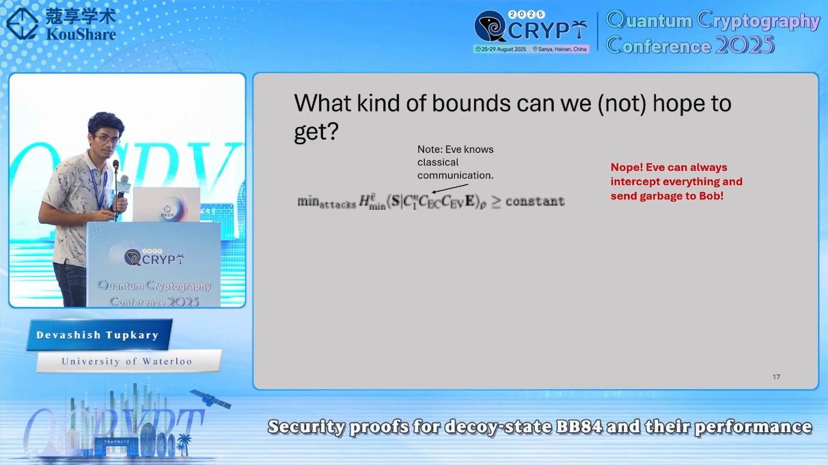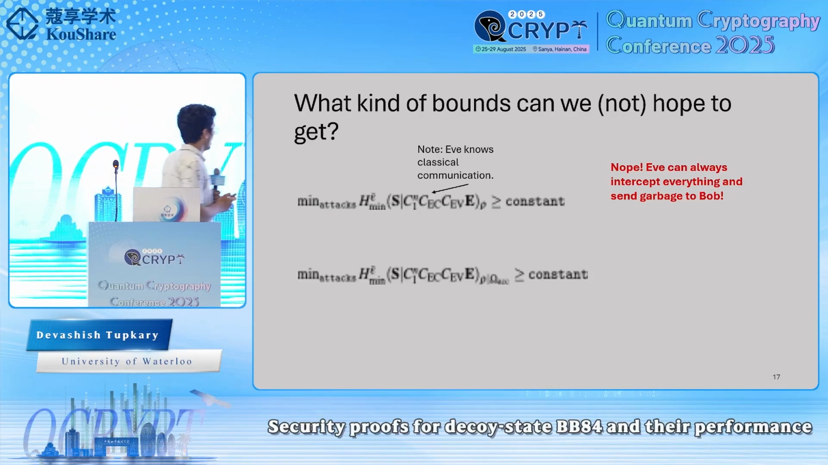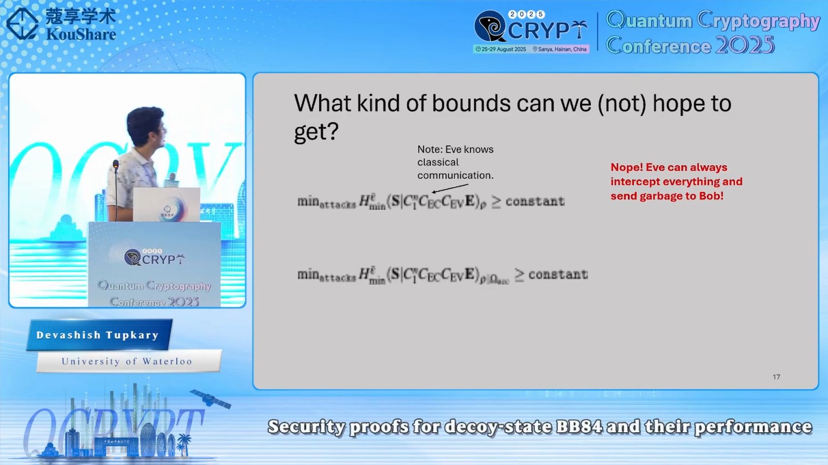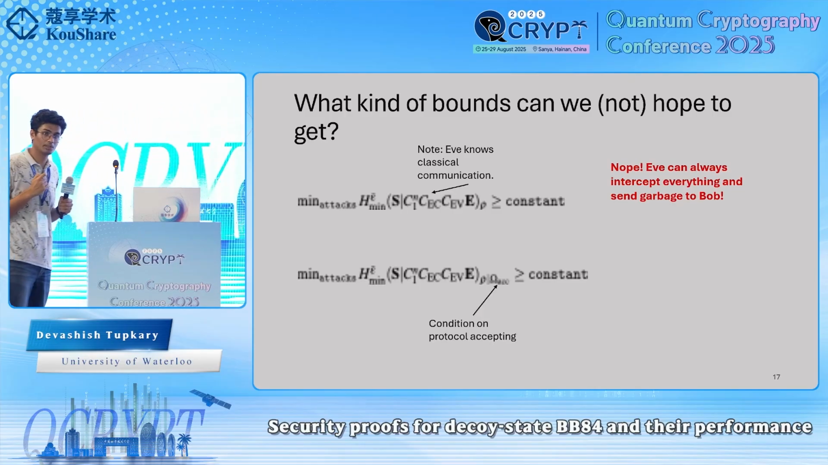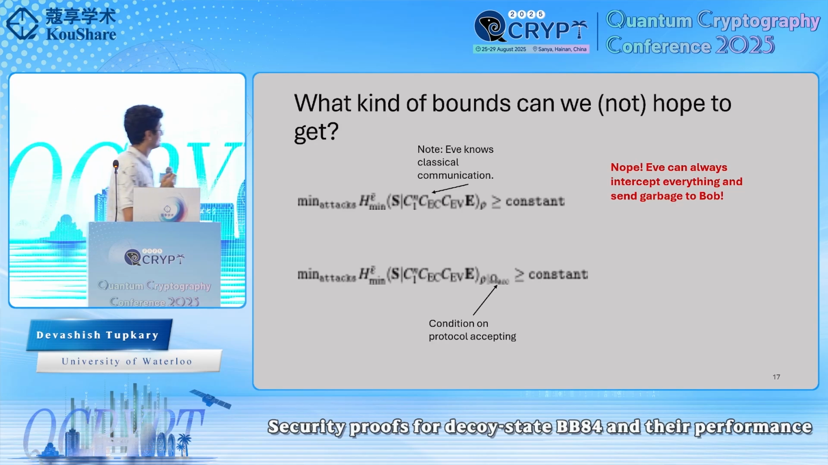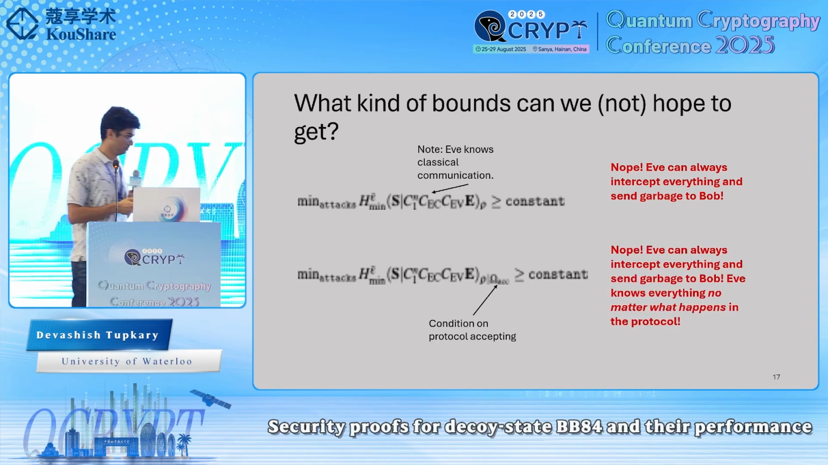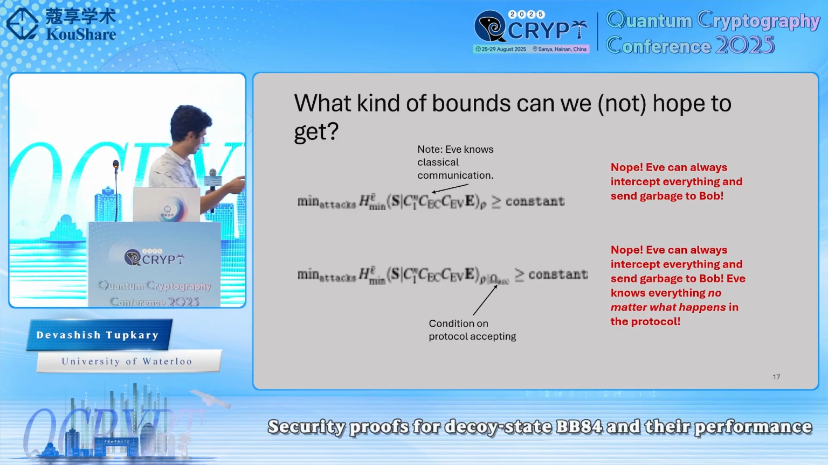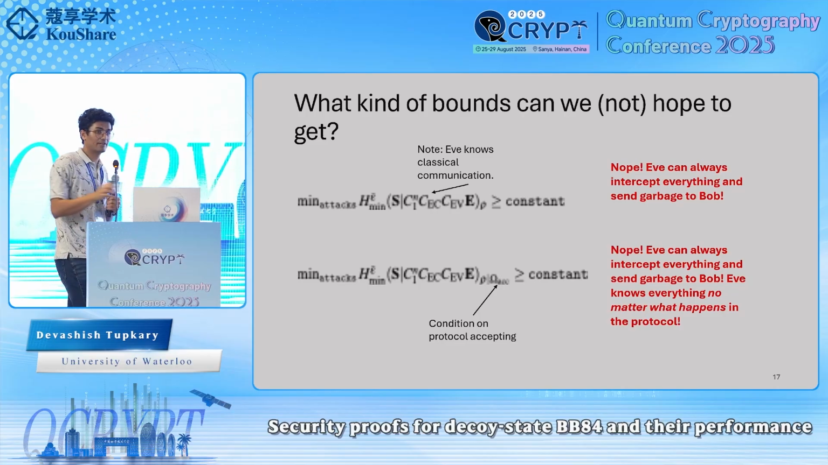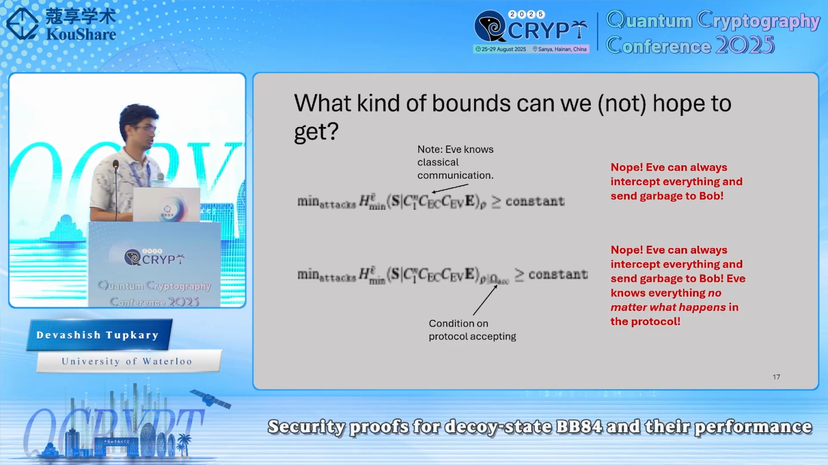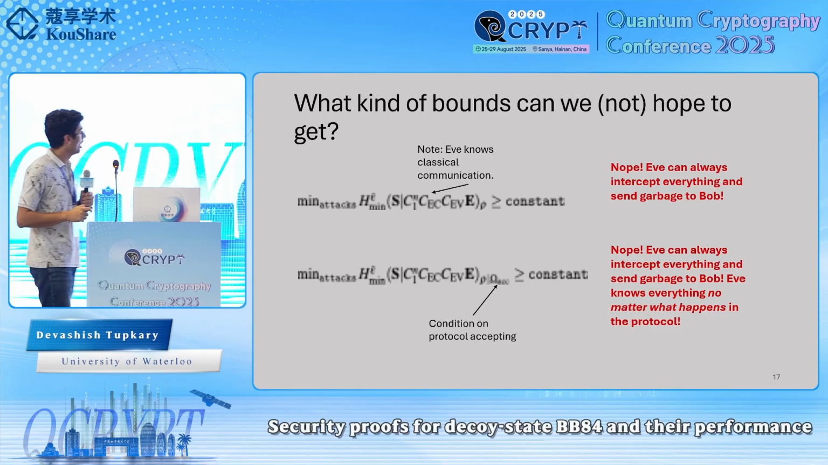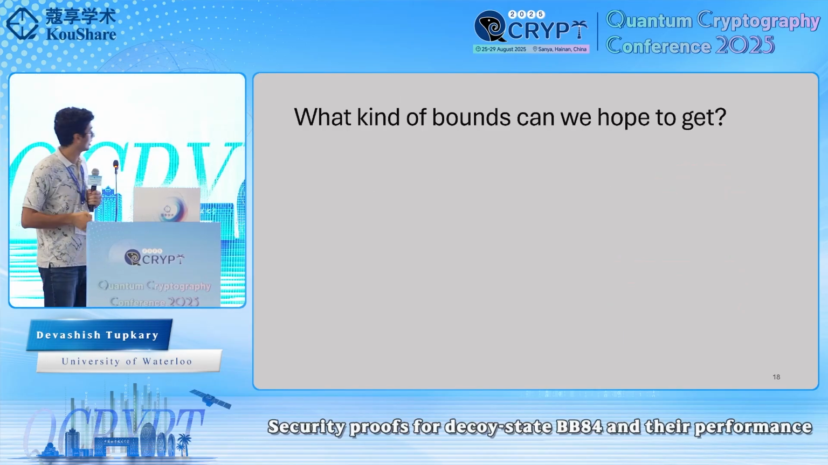Or maybe slightly more than 2. Okay, one could try to condition on the protocol accepting, and then ask if the following bound can be shown to be true? The answer is no, because again, if Eve does this garbage attack, then Eve knows everything no matter what happens in the protocol. So you can condition on any event you like, but this constant is still going to be close to 0. Okay, so these two types of bounds are not going to work.